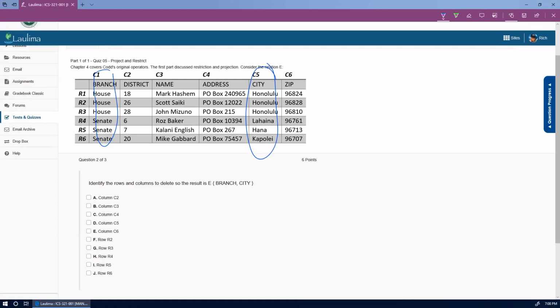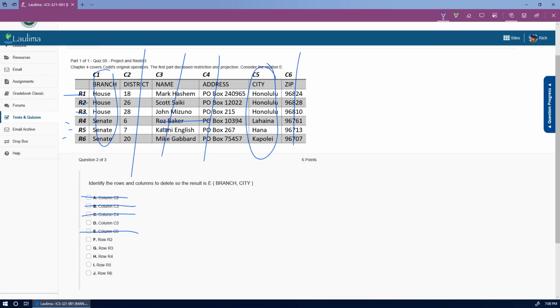some duplicates here. This one and this one are all the same: House, Honolulu, House, Honolulu, House, Honolulu. So we can only have one of those. And then these look like they're okay. So we delete C2, C3, C4, and C6.